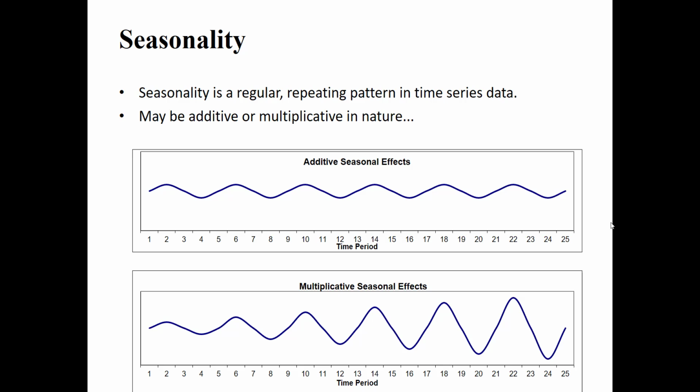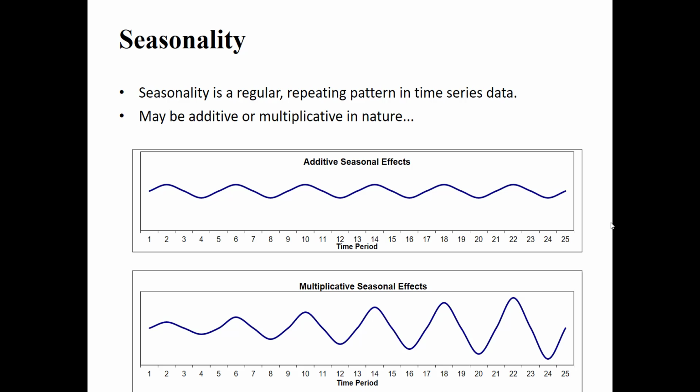Another type of data that we have is seasonal data. In seasonal data, we see regular repeating patterns in the time series. These patterns repeat after specific time periods. Depending on the type of change they have, we divide them into two groups: additive versus multiplicative.